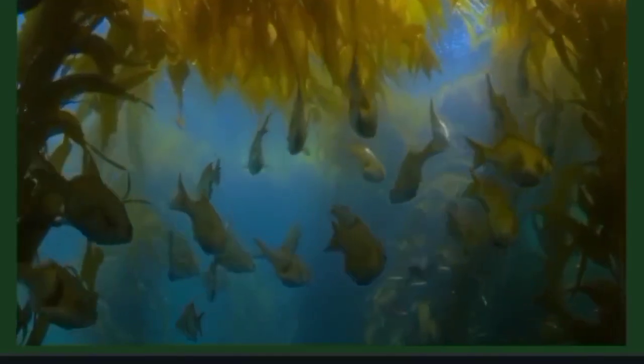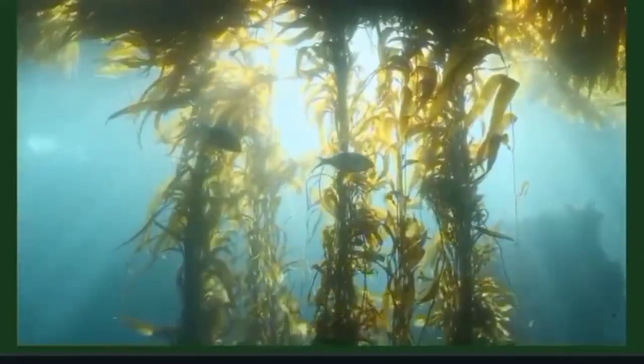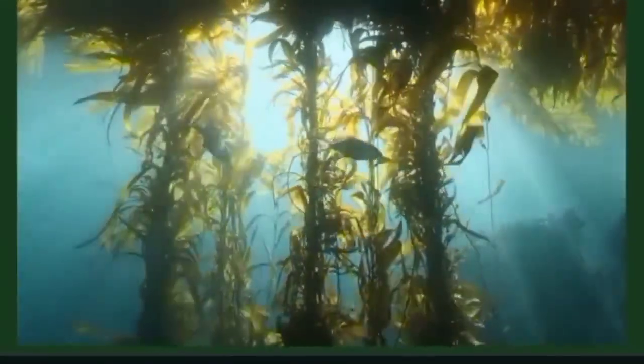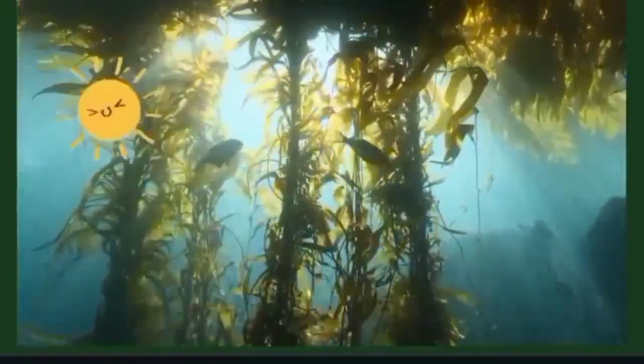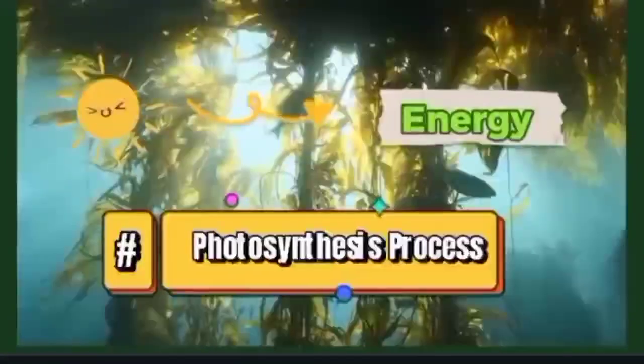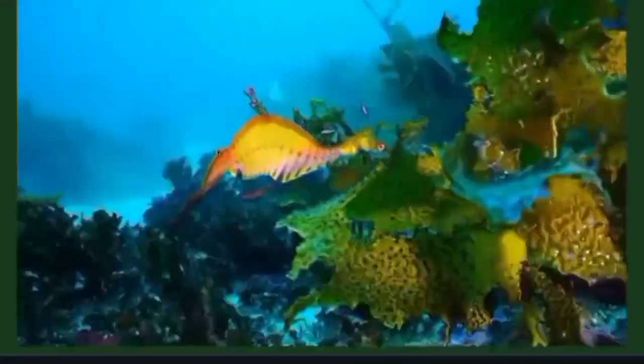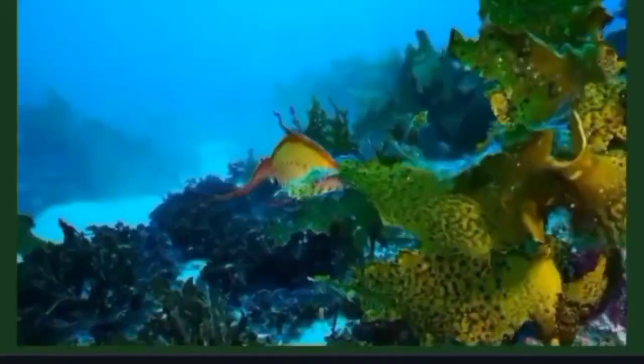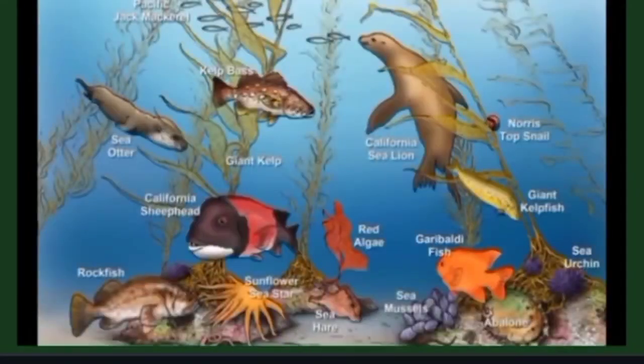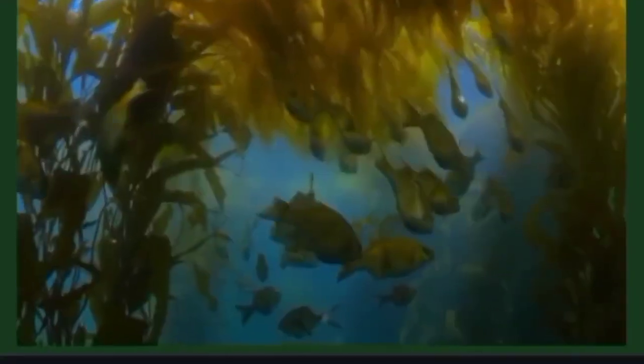Kelp is the primary producer, meaning it forms the base of the food chain by converting sunlight into energy through the photosynthesis process. This makes kelp forests highly productive ecosystems by supporting a diverse array of marine life including fish, invertebrates, sea otters, seals, and seabirds.